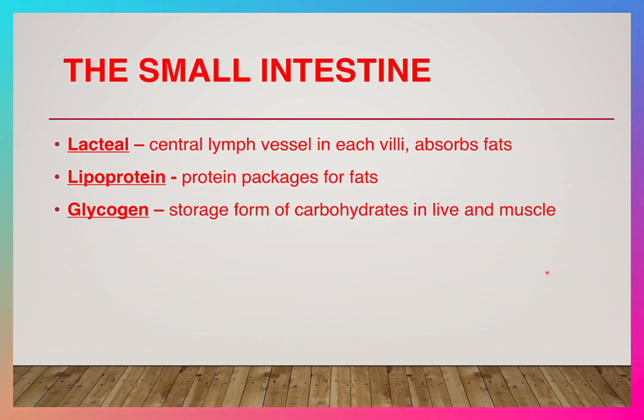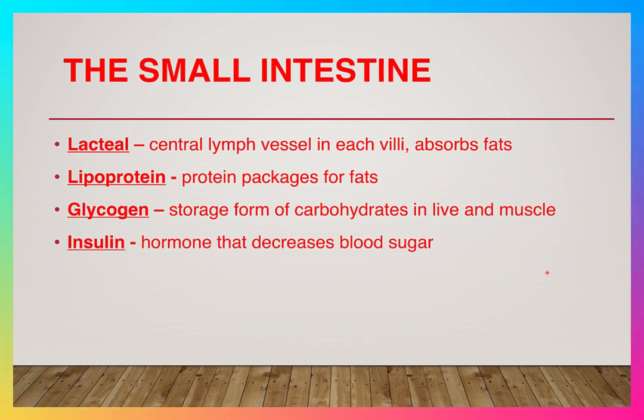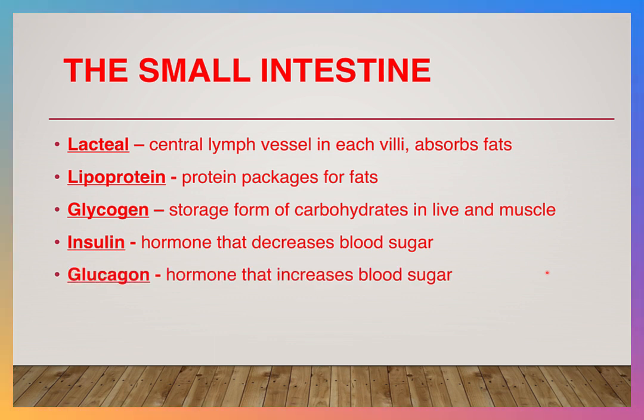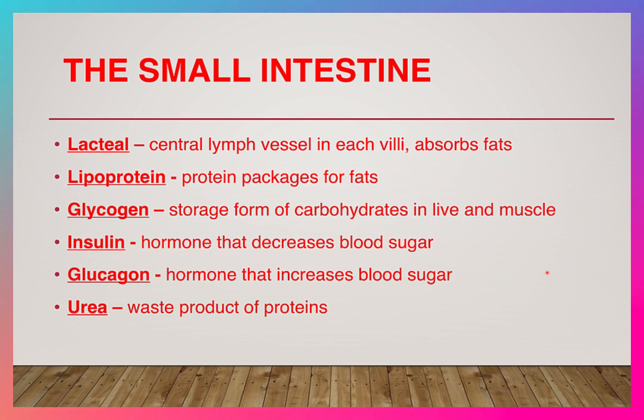Glycogen stores about 4 to 5 hours worth of energy in the form of carbohydrate. Insulin is released by the pancreas and allows for the absorption of sugar into blood cells and into the cells of the body. And glucagon is the opposite hormone, also released by the pancreas, that increases the blood sugar and makes more blood sugar available. And the last of the waste products that are produced is something called urea, which is a breakdown of the amino acids.